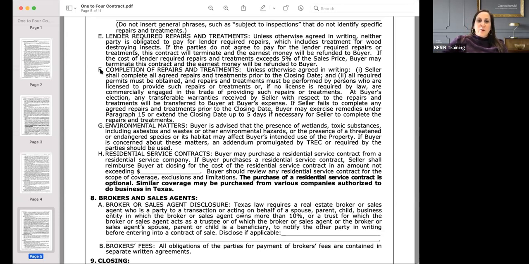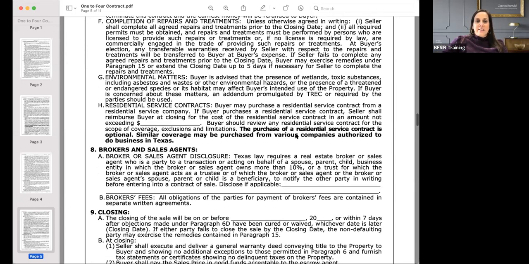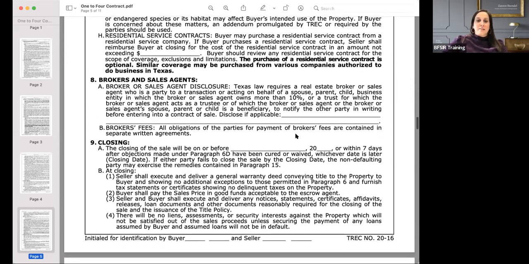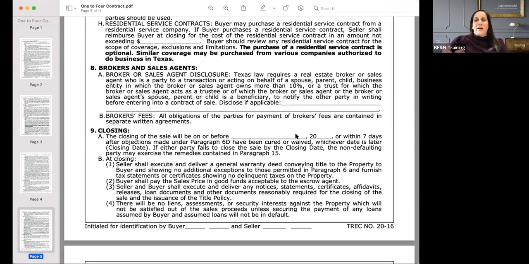And one quick thing to point out, guys, in section 7F, it says the seller shall complete repairs prior to the closing date, all required permits must be obtained, and repairs and treatments must be performed by persons who are licensed. All the time we see in amendments, people write, licensed plumber must do this. You don't have to put that. It's required in the contract that the seller can't make the repairs themselves. They have to hire someone who has a license to do that trade.